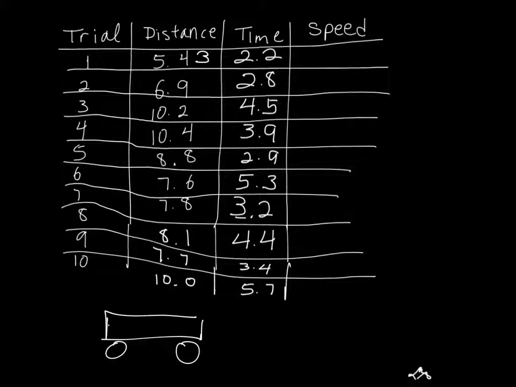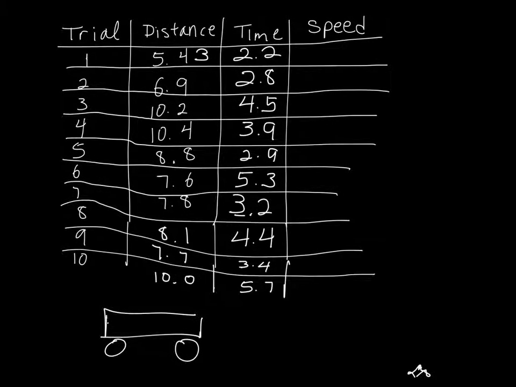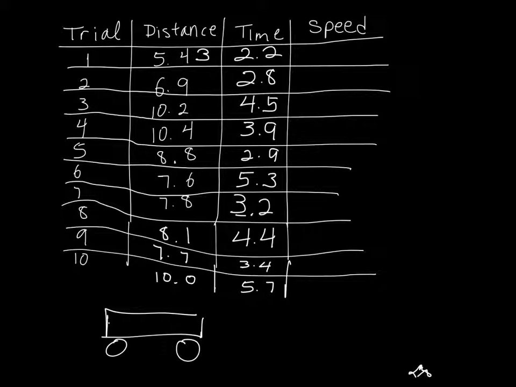Now, you guys, I want you to just pretty much measure to as close to the closest tenth, which is 1 decimal point for both your time and your distance, and that will be fine. And so then when you're calculating your speed, 1 decimal point should be enough.